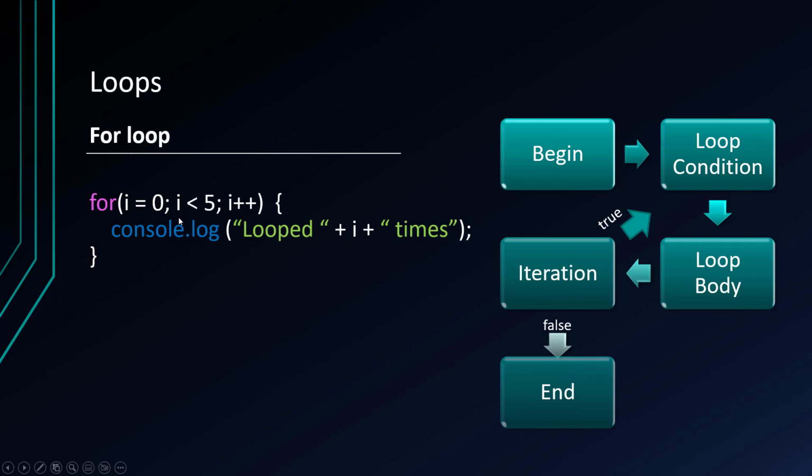Then it's going to do it again. Now we have 2. Is 2 less than 5? Yes. And then it's going to do it again. 3 less than 5, 4 less than 5. And then when it's 5, 5 is not less than 5. So then it's going to stop the loop. This visual kind of represents that.